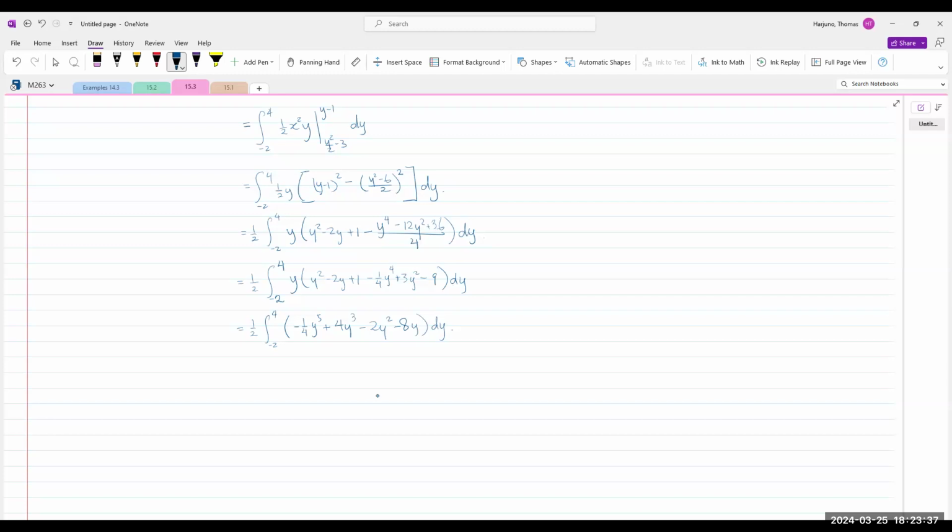Okay, now then from there, honestly, I'm so lazy to do this integration, but I still want to show you. However lazy you are, just still do it. Okay, this becomes -1/24 y to the 6 plus y to the 4th minus 2/3 y cubed minus 4y squared from -2 to 4.